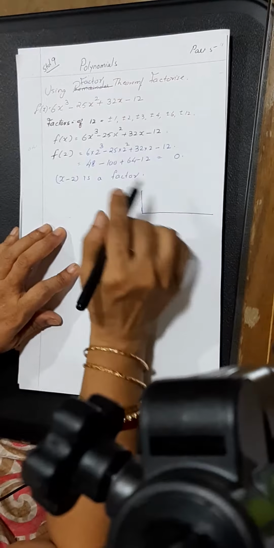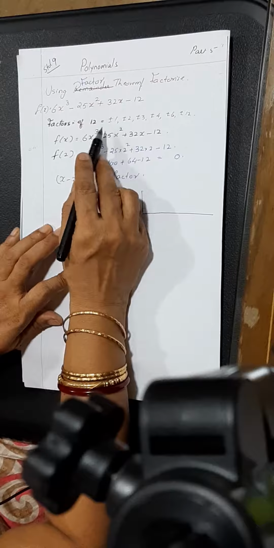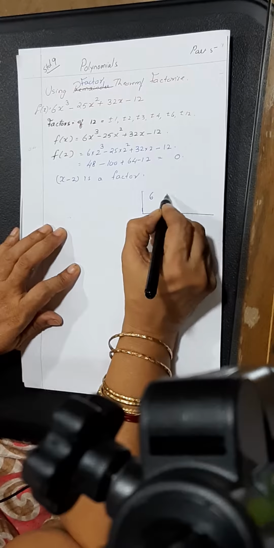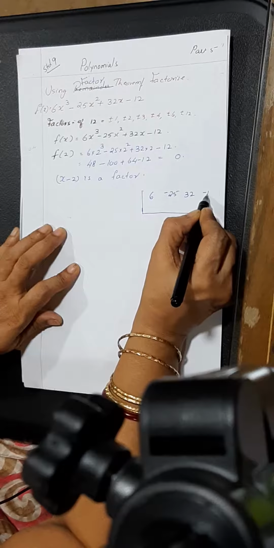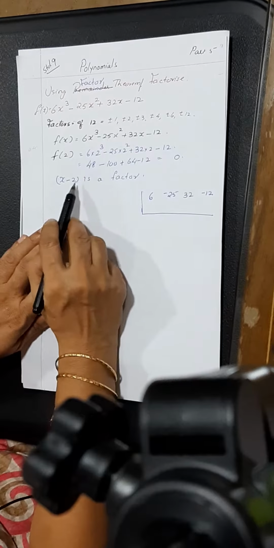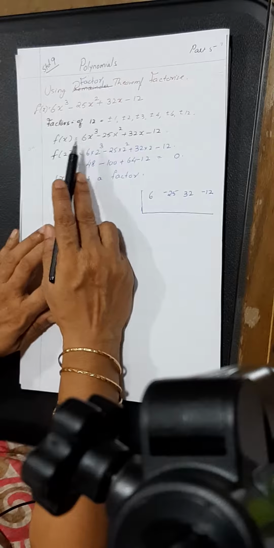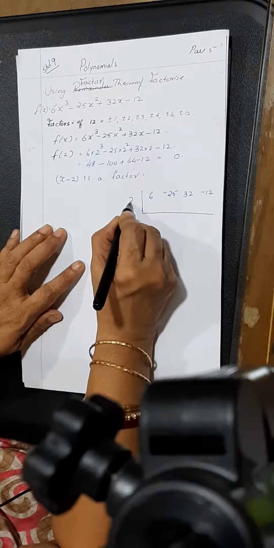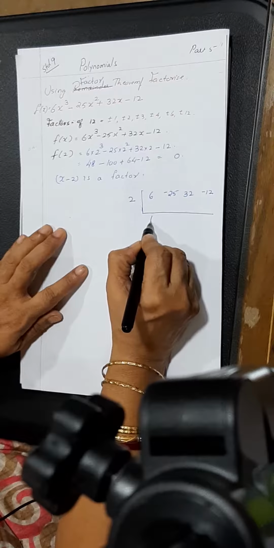So first we will write down the coefficients of these x terms: 6, minus 25, 32 and minus 12. Then x minus 2 is a factor. So 2 is a zero of the polynomial. So we will put 2 here. So now we will write down this as 6 only.